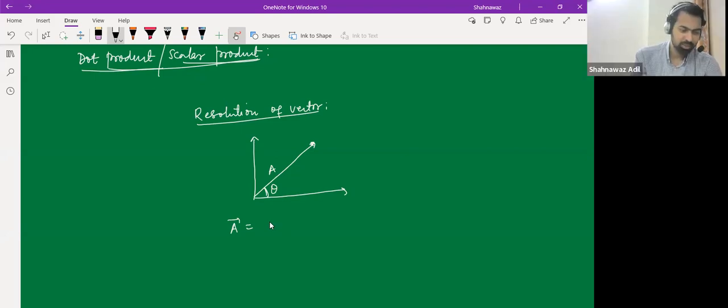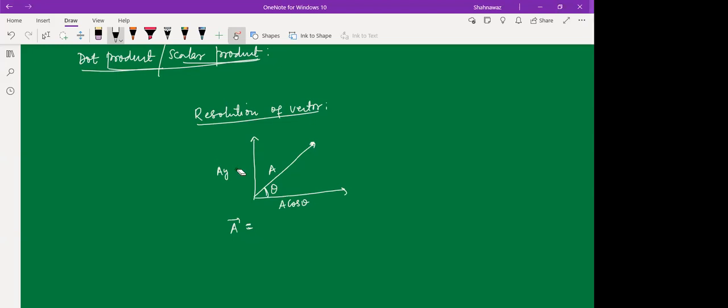Sine, cos theta. So how do we write it in the vector form? Absolutely right. So you already know that this is A cos theta, and this is A sin theta.